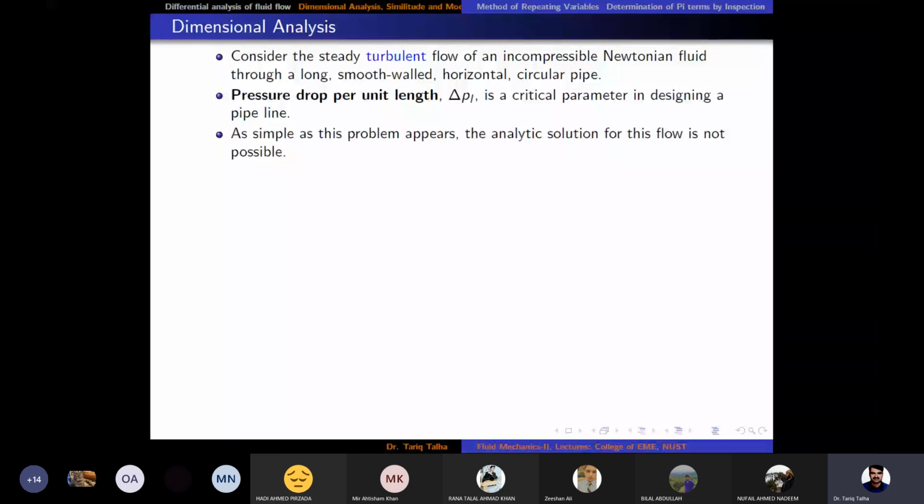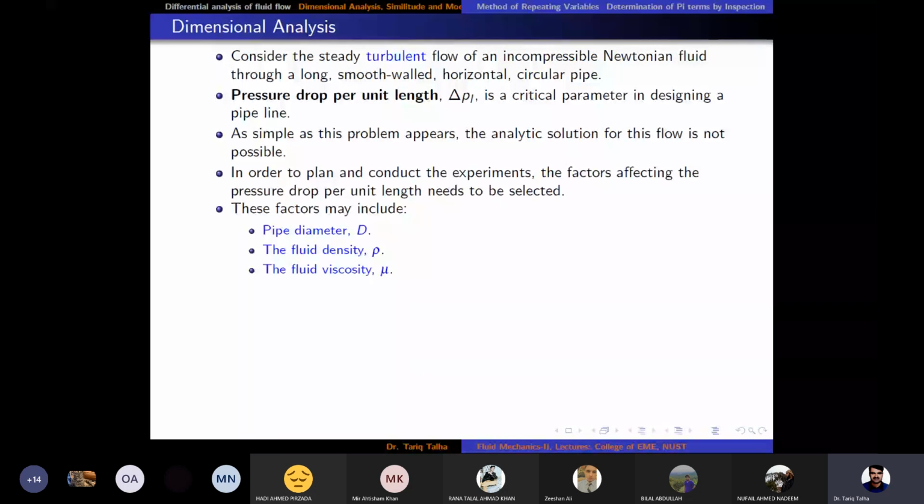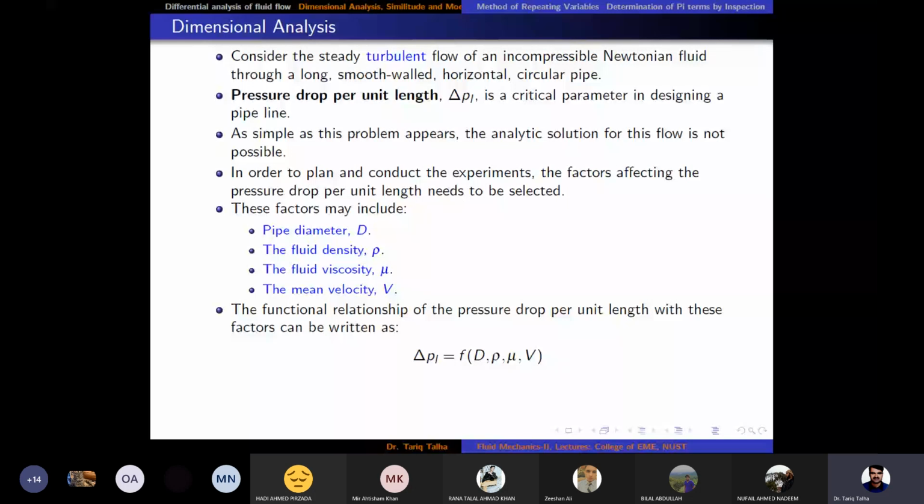So we need to first of all list down the variables which are important for that experiment. Now this is a very critical step, because if you miss some critical parameter which needed to be included, then whatever dimensional analysis you would be performing would not be very accurate, because you have missed a critical parameter.